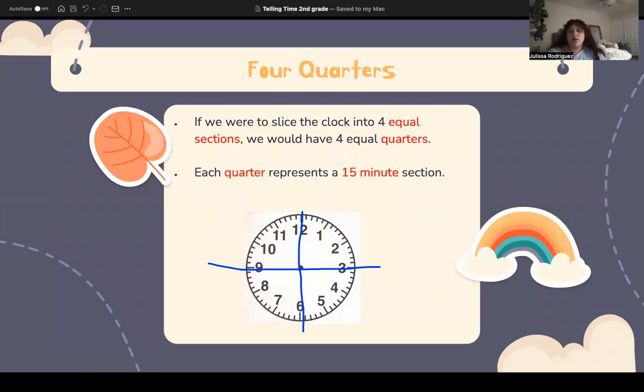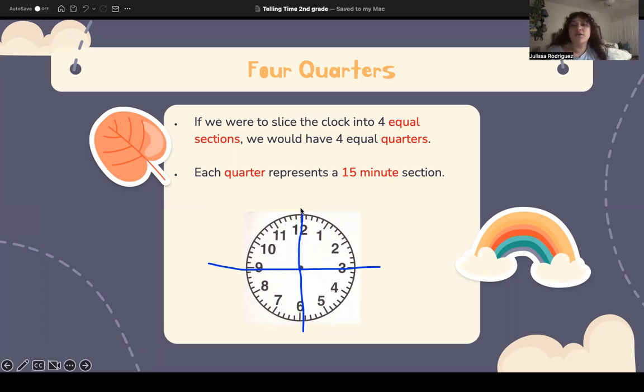All right, now we're gonna talk about the four equal sections of the clock. So if we were to get the clock, how I did here, right? And we were to slice it equally into 4 equal sections, they would be considered a quarter of the way around the clock, a quarter. So that would indicate, and each quarter represents 15 minutes in each section. So if we were to count from the 12 to the 3, it would be 15.